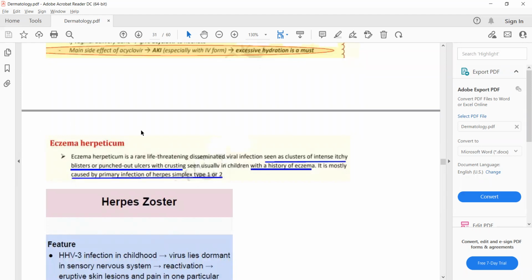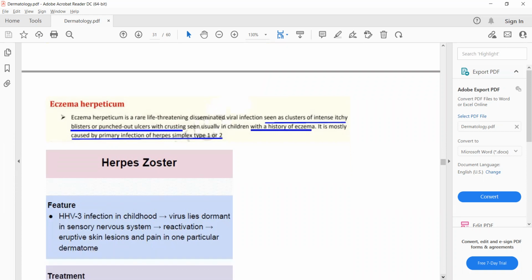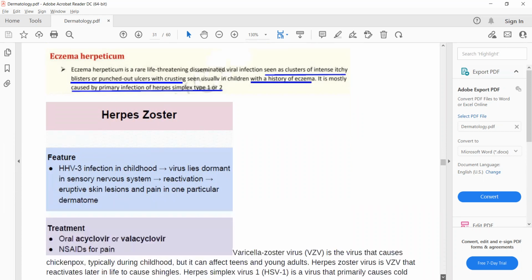The second skin infection that can be caused by herpes is eczema herpeticum. We have already discussed eczema herpeticum, that as its name indicates, eczema herpeticum occurs in someone with a history of eczema. There will be clusters of intense itchy blisters. Punched out ulcers with crusting will be seen in the children with a history of eczema herpeticum. The treatment of viral infection is oral or IV acyclovir.